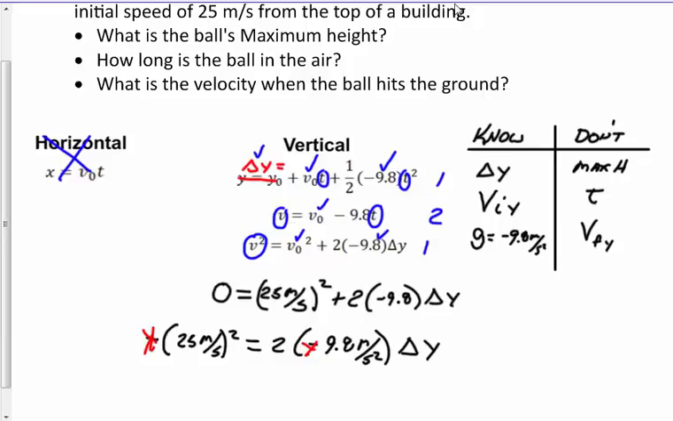I'll grab my calculator. We'll take 25 squared on the left side. When I take 25 squared here, I will get a value of 625. Oh, sorry, I didn't mean to hit that.